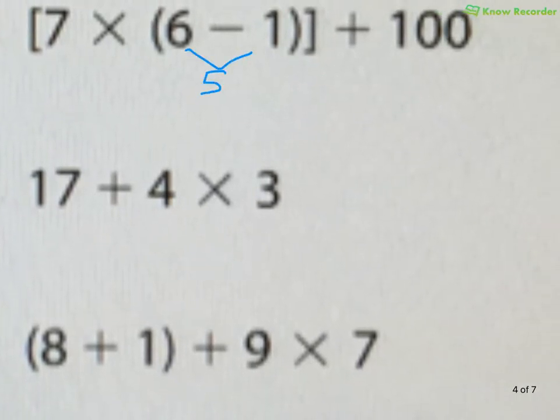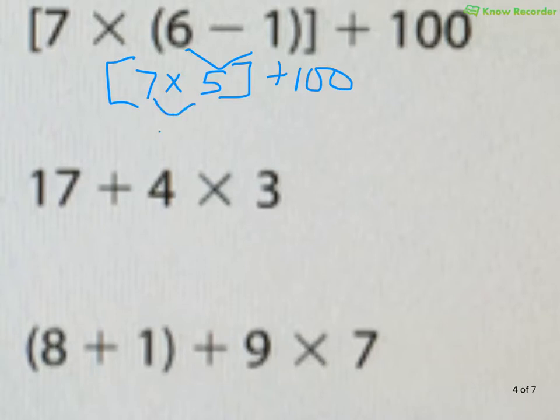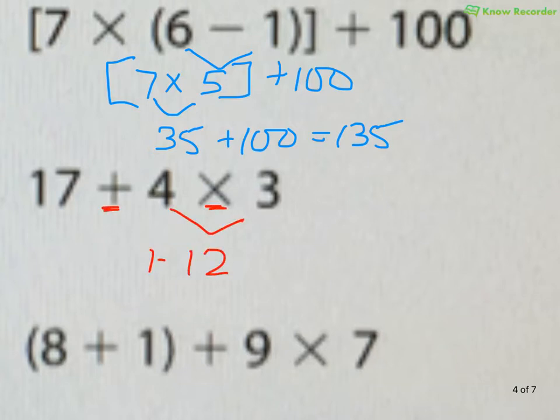6 minus 1 is 5 times 7. Don't forget to keep your brackets. Plus 100. 35 plus 100 equals 135. The next one I'll do right there because it's short and sweet. Multiplication comes before addition. 4 times 3 is 12, plus 17 is 29, with a really gross looking 9.